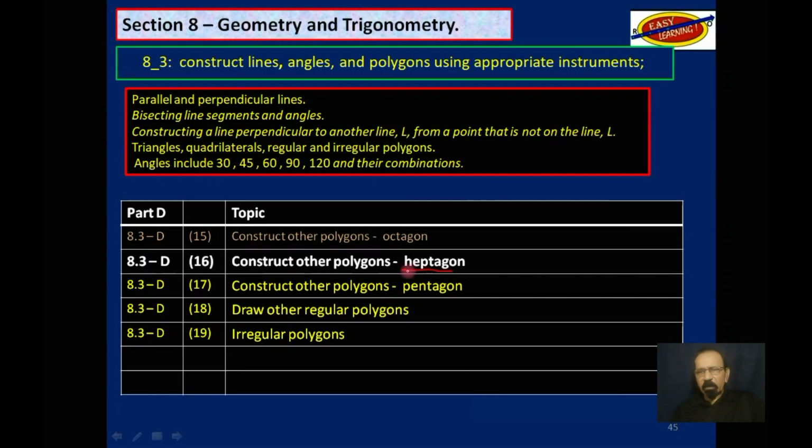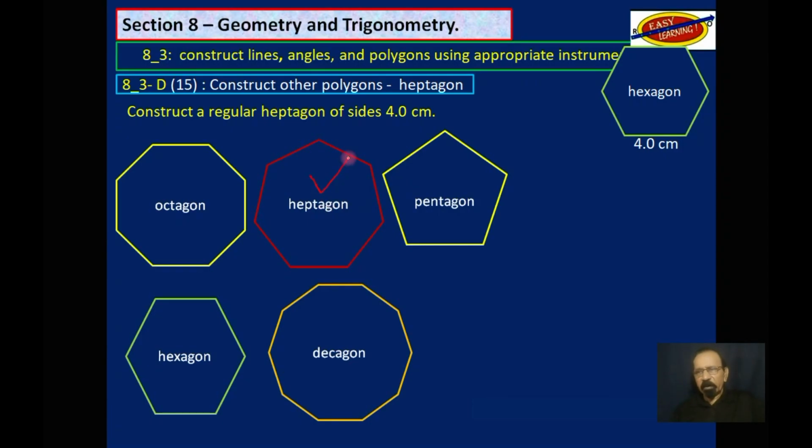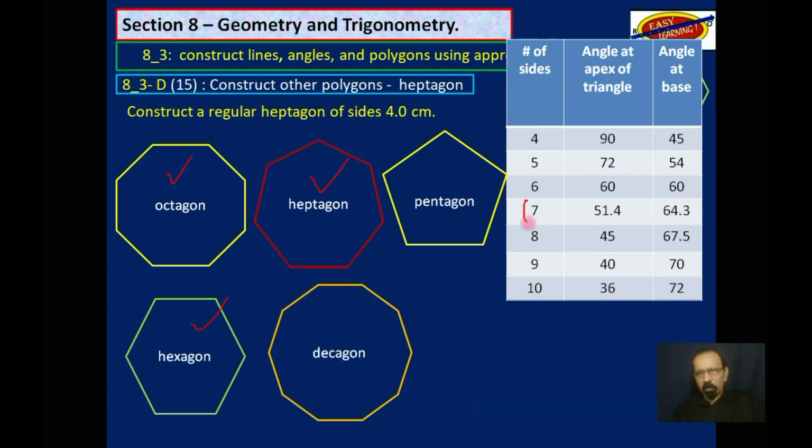So now let's deal with the heptagon. We finished with the octagon. That wasn't very difficult. This one is a little more problematic, but we can find a way around it. So we are here, heptagon. We finished with hexagon, we finished with octagon.